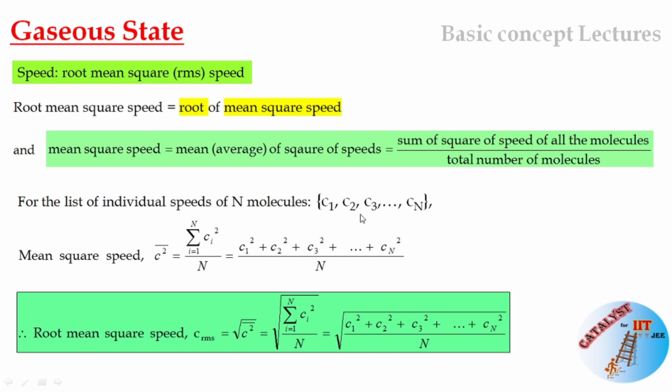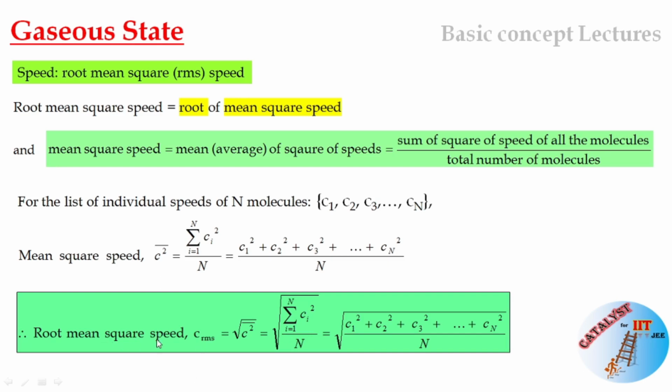So for the list of speeds of N molecules, the mean square speed is c1 square plus c2 square plus c3 square up to cN square, divided by capital N. Now, if we want to calculate the root mean square speed, then we just have to take the square root of this c square bar.